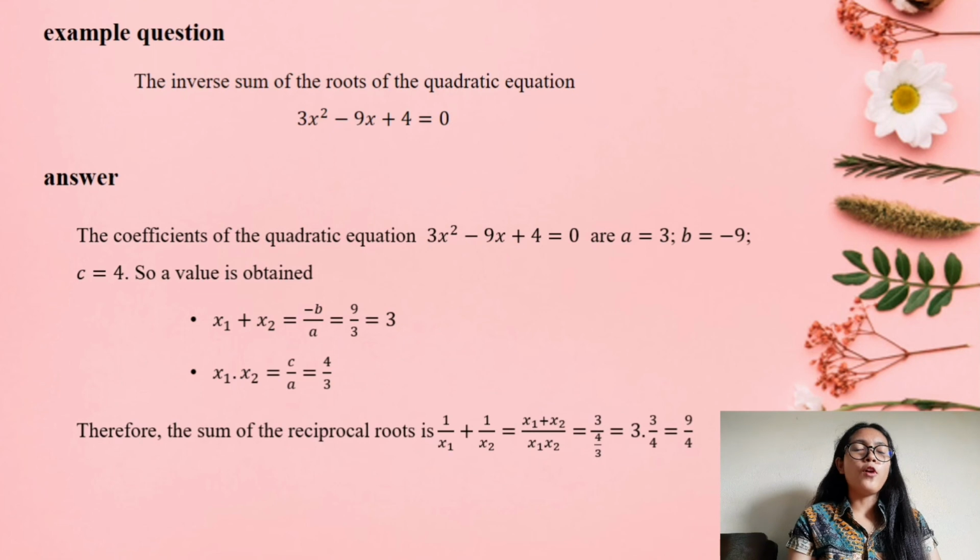Next, the sum of the reciprocal roots is 1 over x1 plus 1 over x2 equals x1 plus x2 over x1 times x2 equals 3 over 4 over 3 equals 3 times 3 over 4 equals 9 over 4. Then the answer is 9 over 4.